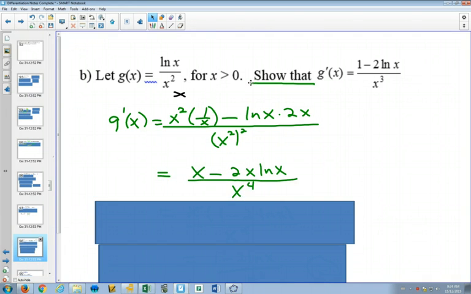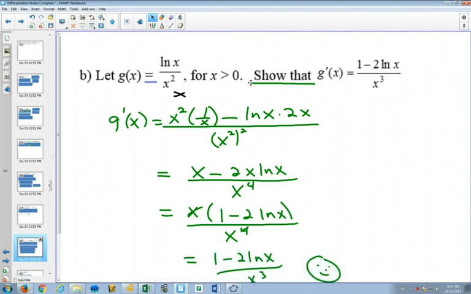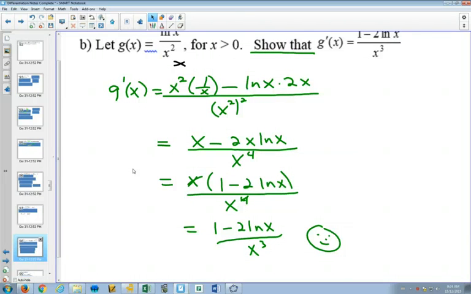So moving forward, I simplify the top as much as I can. Do I have an x in common that I could factor out? Yes, I do. And once I factor that x out and simplify it, what do you know? We're happy. Super happy. Because we showed what we wanted to show.